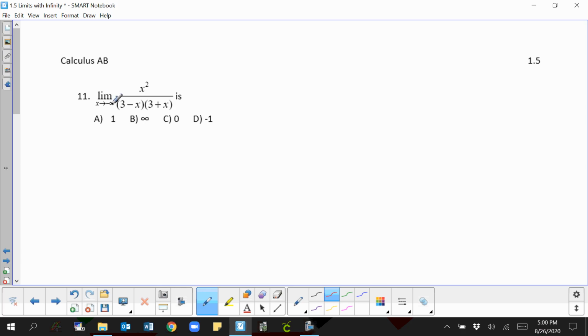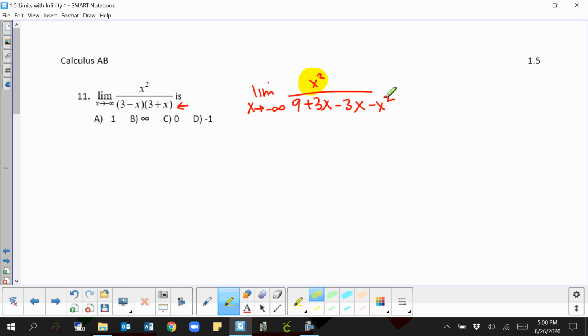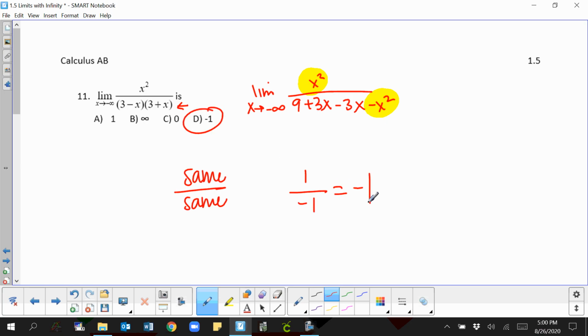All right, number 11, we're going off to negative infinity. So let's go ahead and FOIL out the bottom right there. So the limit as x approaches negative infinity of x squared over, well, 3 times 3 is 9, plus 3x minus 3x minus x squared. So we're looking at same over same. So we've got 1 over negative 1. So we're going to end up with negative 1 for our answer for our limit for number 11.